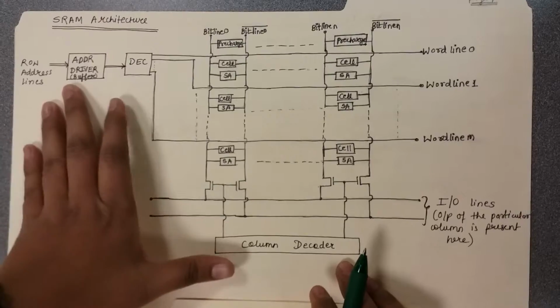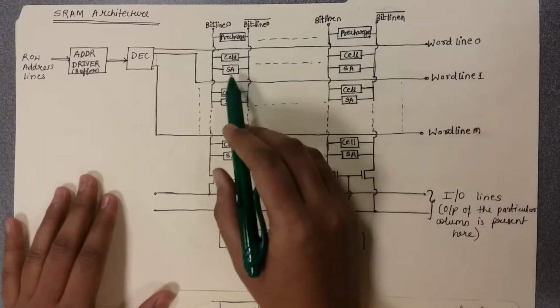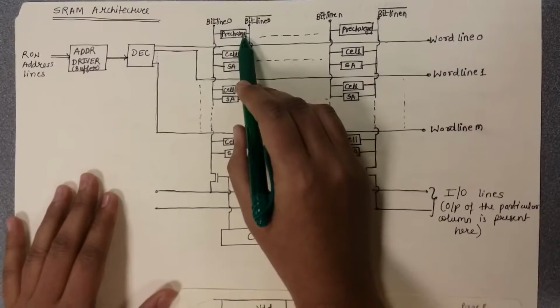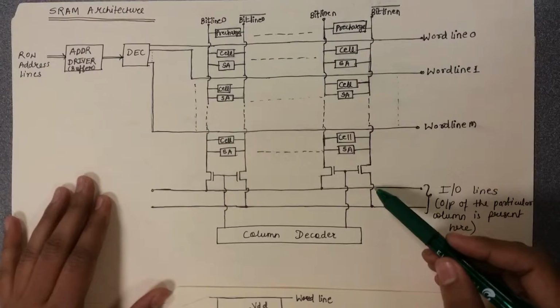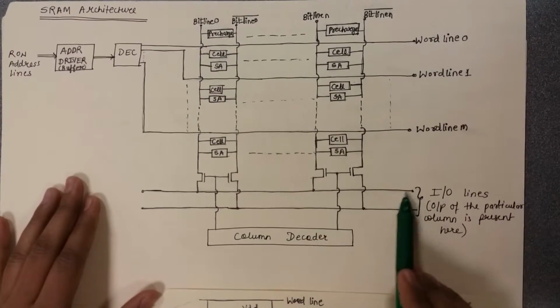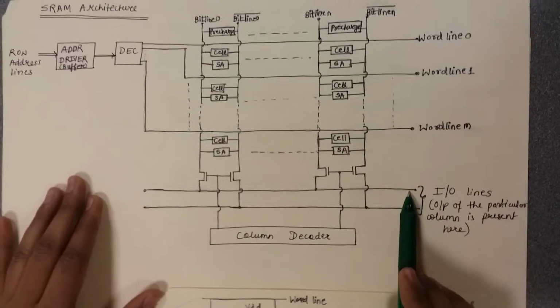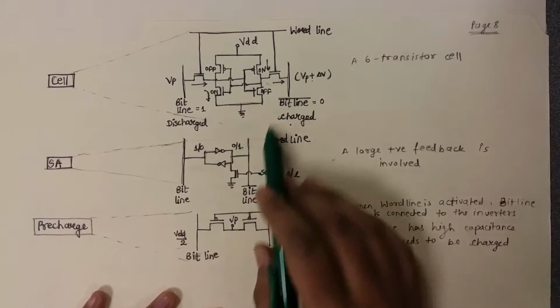The row address and the column address are given separately to select a particular cell. Here's a sense amplifier, a precharge circuit, and these are the input-output lines. The data can be read by the input-output lines or can be forced inside the cell using the input-output lines. Now let me explain the working of every single cell.